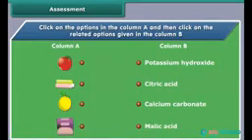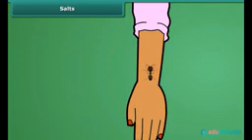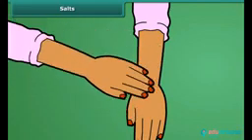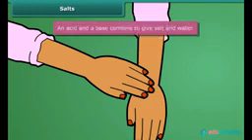Match the following. Tick on the options in the column A and then click on the related options given in the column B. Do you know you feel relieved on applying baking soda on ant sting? This is because baking soda neutralizes the acid present in ant sting. Now that we know what an acid and a base is, let us find what happens when an acid is mixed with a base. An acid and a base combine to give salt and water.